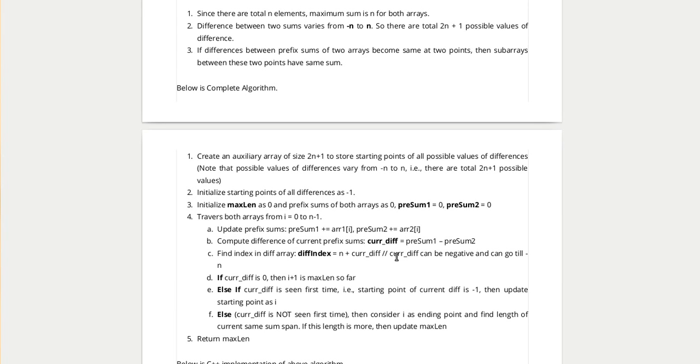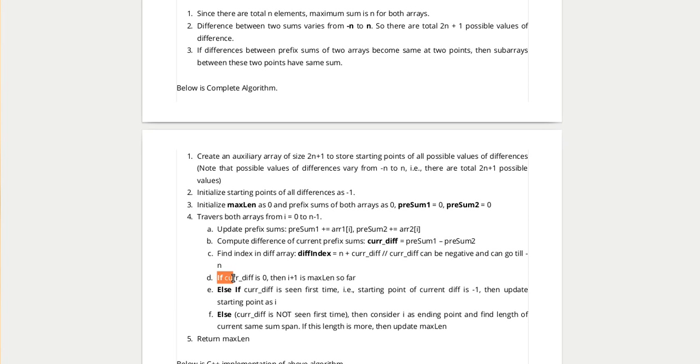If this is not the case, then we go to the diff array and update the diff index. We update the -1 earlier set with the value of the current index i at which we are. We calculate diff index as n plus current diff, because current diff, as we know, can be from -n to n, but the indices of an array are always positive. So we add n to this value to shift the range from -n to n into 0 to 2n.